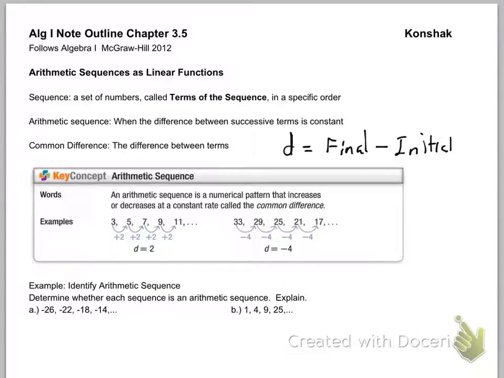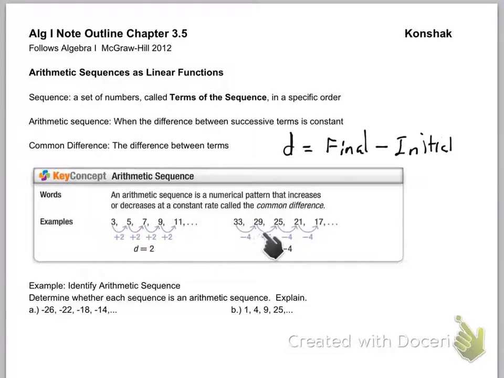Now if you look at that nice gray box there, it talks about exactly everything I just said. An arithmetic sequence is a numeral pattern that increases or decreases at a constant rate called the common difference. Notice 3, 5, 7, 9, 11 is like the example I was talking about. It goes up by 2 every single time. So we say that the common difference, D, is equal to 2.